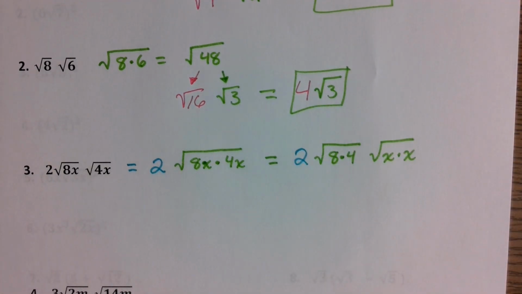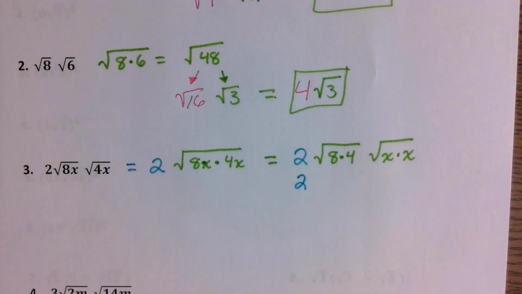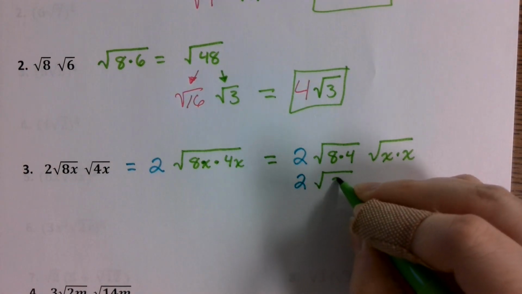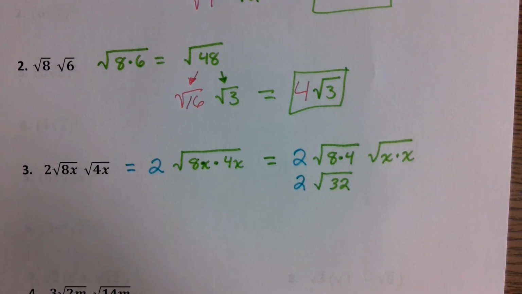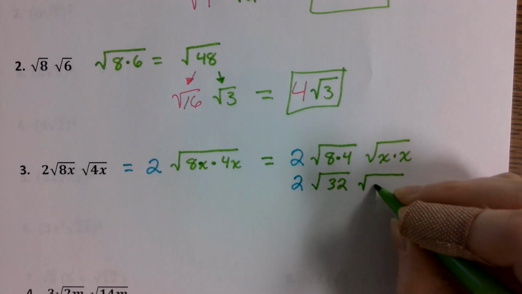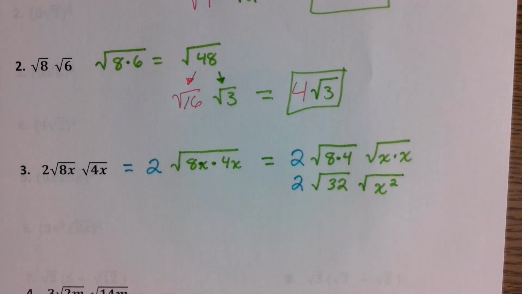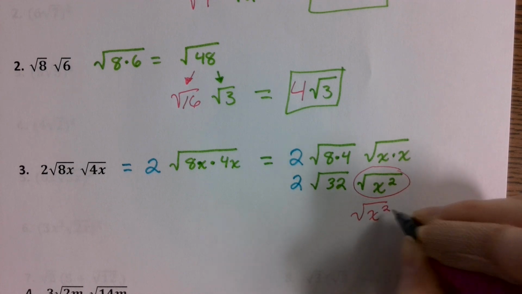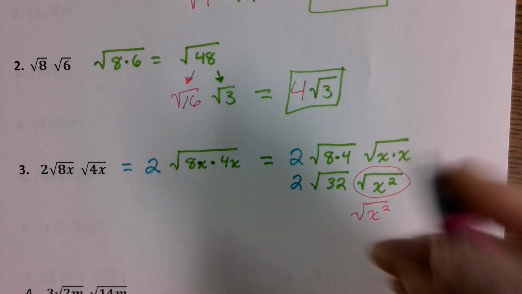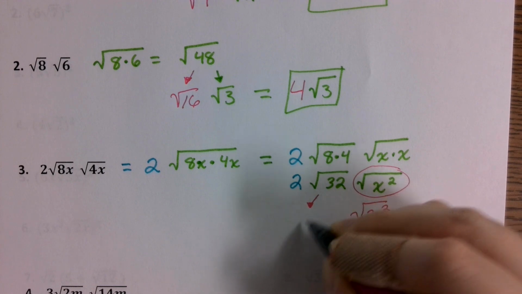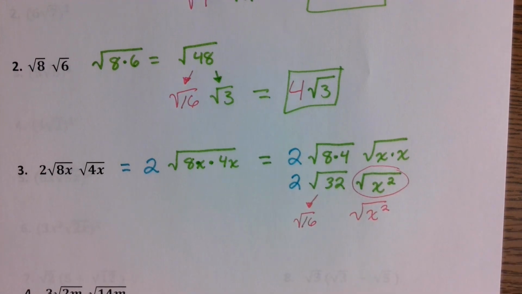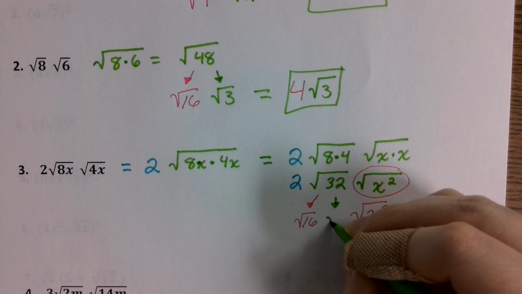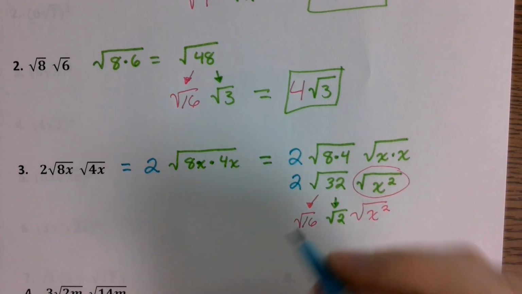Okay, what's 8 times 4? 32. So we get 2 square root of 32. And then what's x times x? X squared. Good. X to the second power. Okay, now x to the second power, that is a perfect square, isn't it? What about 32? Is that perfect? What perfect square can go into it, though? 16. So we have square root of 16, square root of 2. And then, of course, we have this 2 in the front.